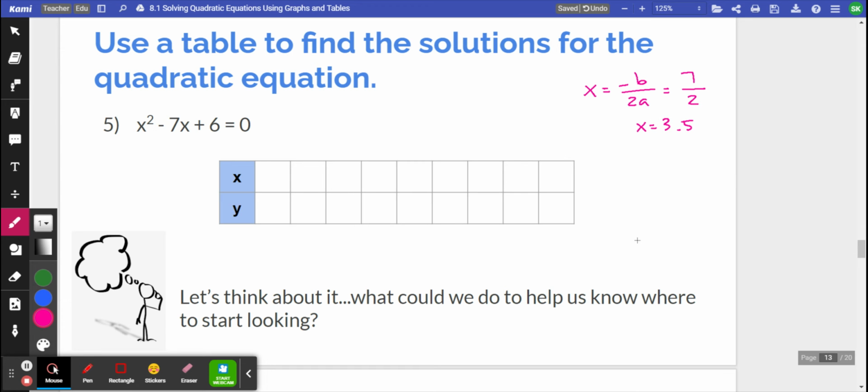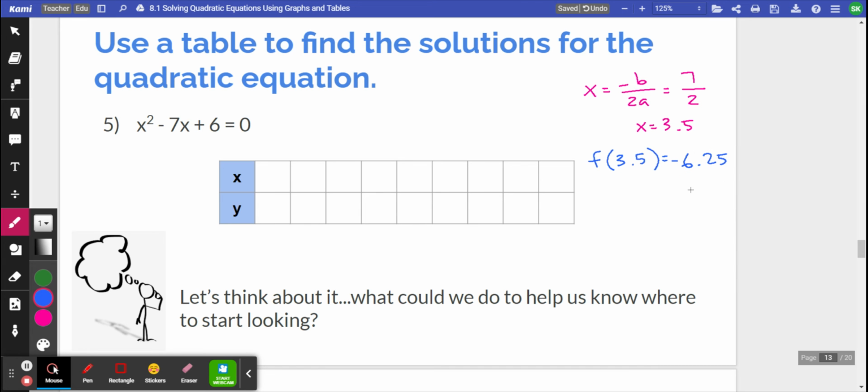Cool. And since I know this, I can also find the vertex by plugging in the x value of the axis of symmetry. For this part, I'm going to use a calculator. So I have 3.5 squared minus 7 times 3.5 plus 6. And all of that comes out to negative 6.25. So this is our vertex.